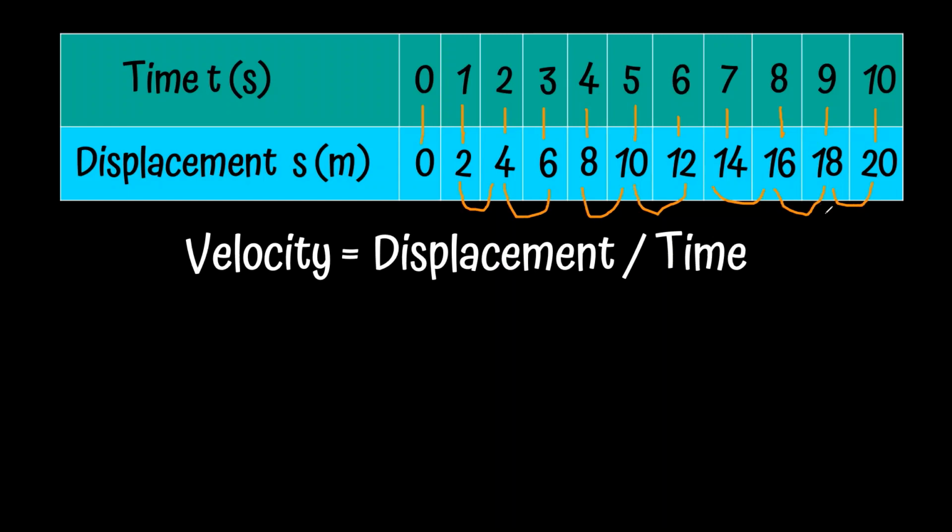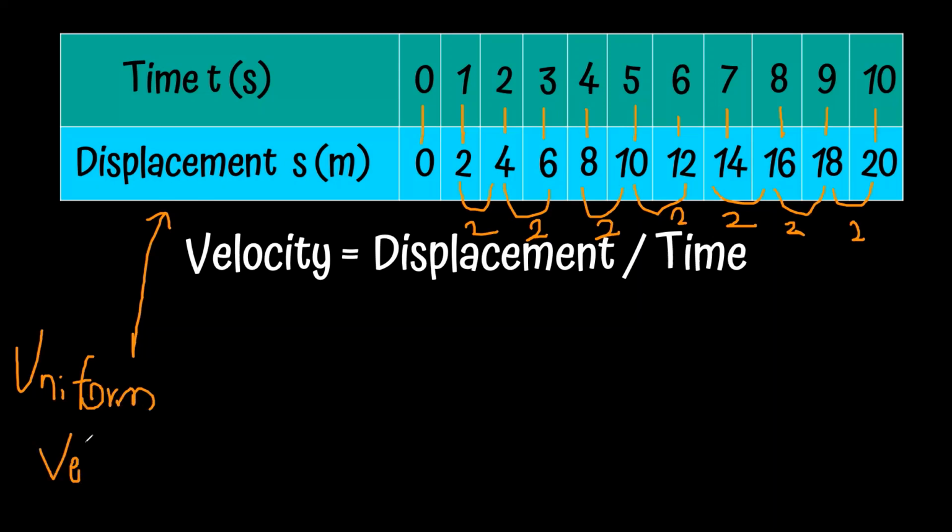16 to 18 is 2, 14 to 16 is 2, right, 2 to 4 is 2, 4 to 6 is 2, 8 to 10 is 2, 10 to 12 is 2. So this is uniform, right? These kind of velocities can be named as uniform velocity. And the formula to find velocity is displacement divided by time.